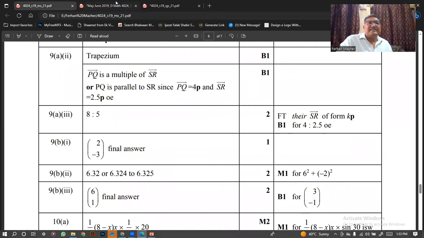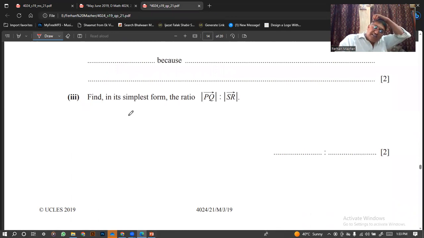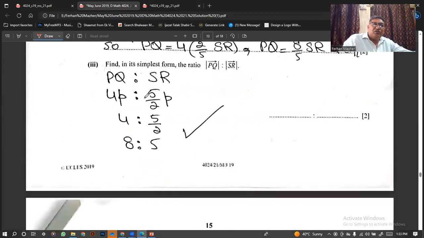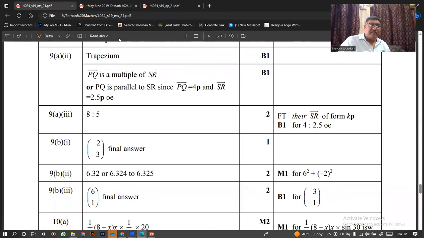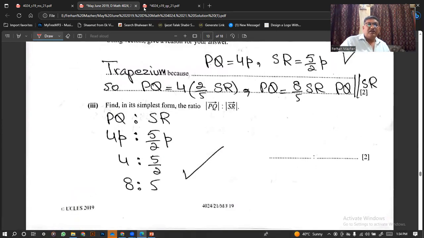So this is how this is done. This was question number 9. And then we have the third part of this. He says, find in its simplest form the ratio of the length of the PQ with the length of the SR. Okay, so the PQ ratio SR, PQ is 4p and the SR is 5 by 2p. So p is gone, so it will be 4 ratio 5 by 2, so it will be 8 ratio 5. So 8 ratio 5 is the answer. This is the right answer, sir. This is how this is done. Hopefully you understand.